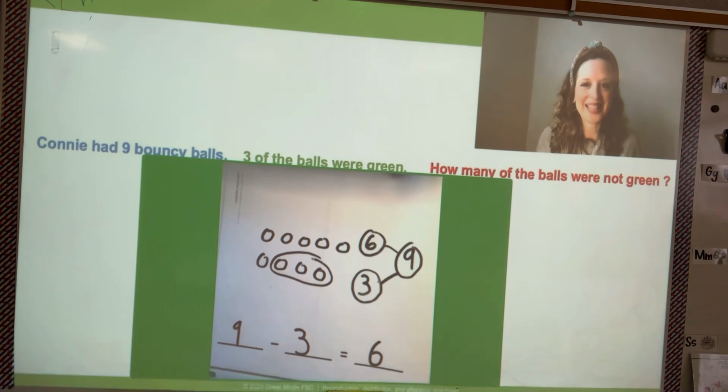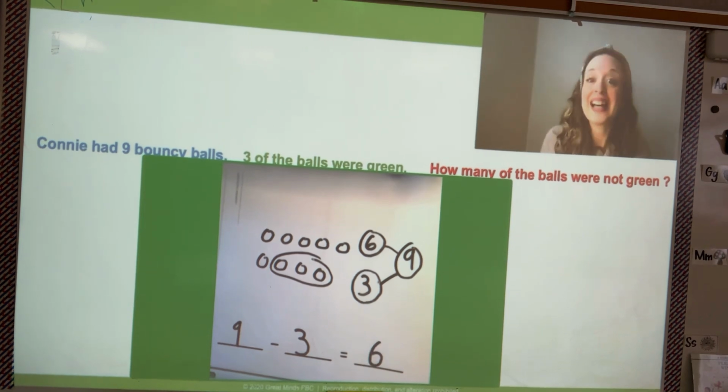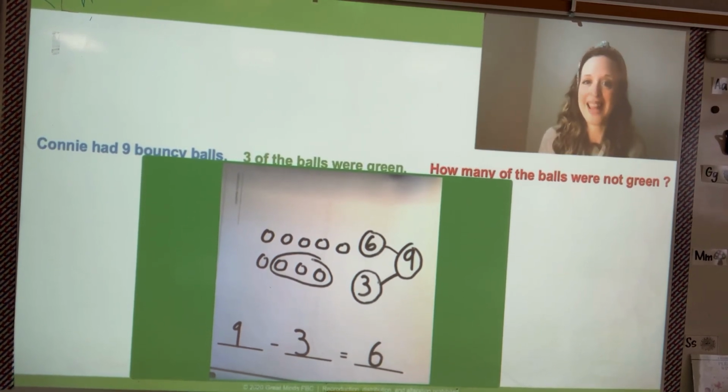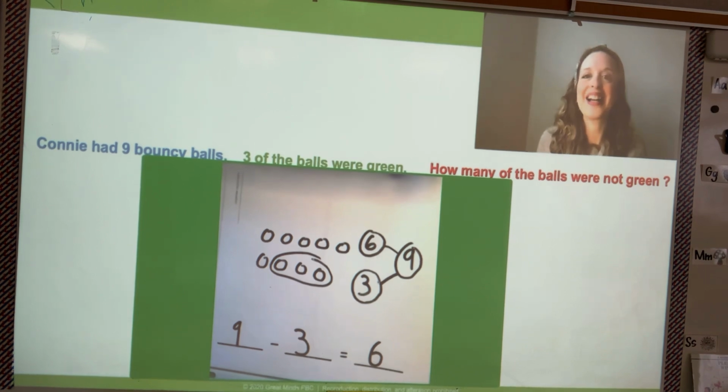Great job, friends. 9 balls, take away 3 green balls, leaves how many balls? That's right, 6 balls. 9 take away 3 is the same as 6. We can also say it like this. 9 minus 3 equals 6. Let's say the number sentence all together like that. Ready? Go. 9 minus 3 equals 6. Great job, friends.